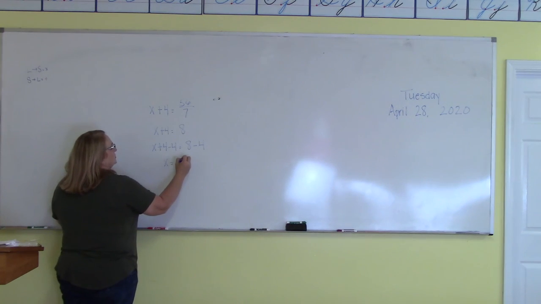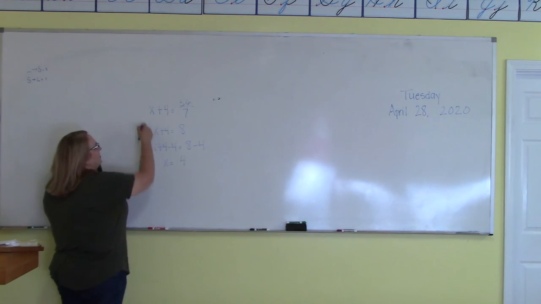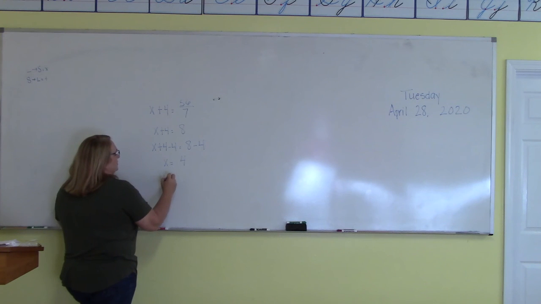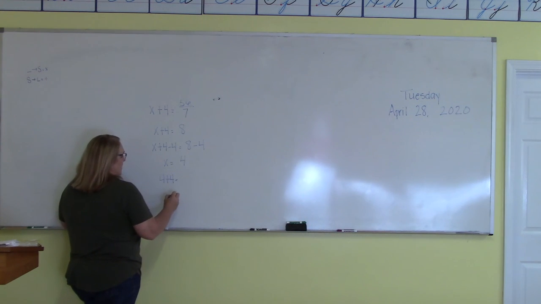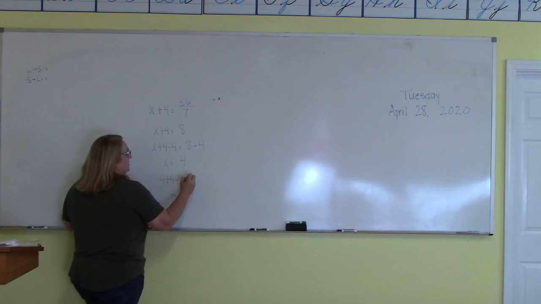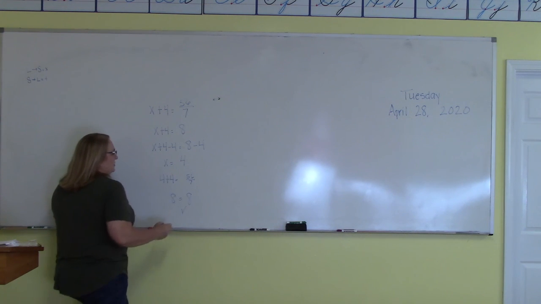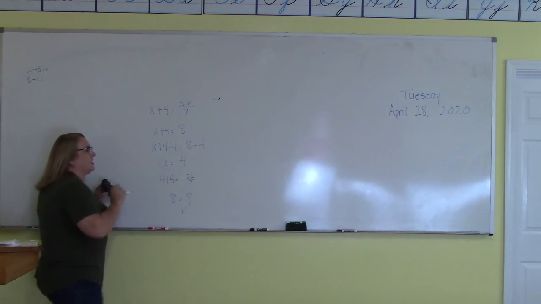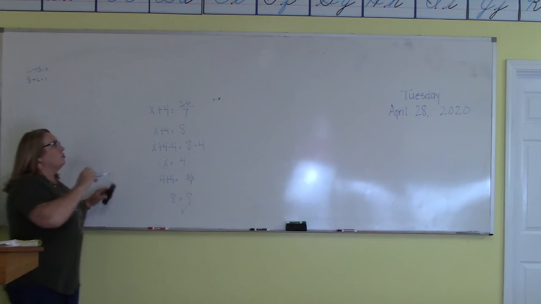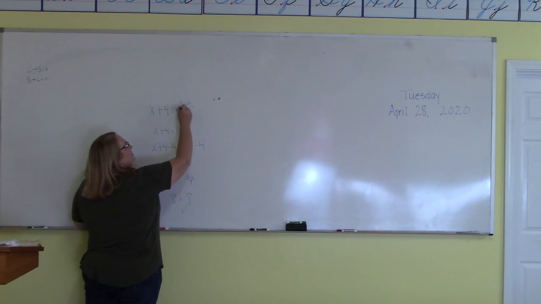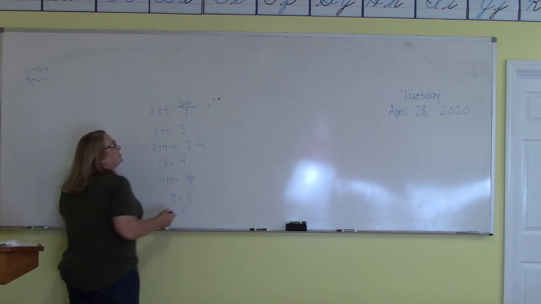X equals 4. Now plug it in. 4 plus 4 equals 8. And 56 divided by 7 equals 8. These are equal. So x equals 4. Remember, in a fraction, this line represents division.